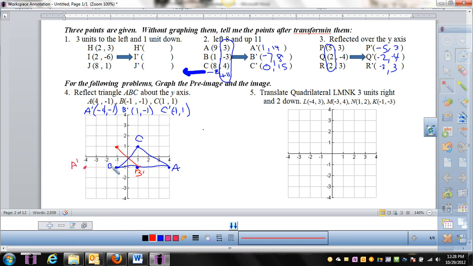When I connect the dots on these guys, that's what she looks like. Triangle ABC flipped over the y-axis. And I think you guys can do that. It shouldn't be too bad.